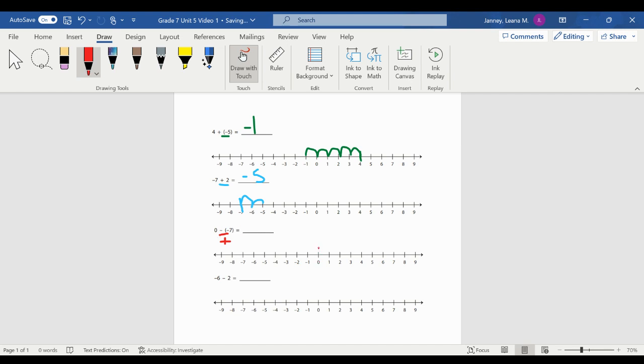So I have 0 plus 7. I start at 0 and I move 7 spaces to the right. And of course, that equals 7.